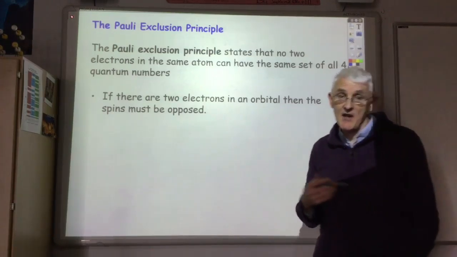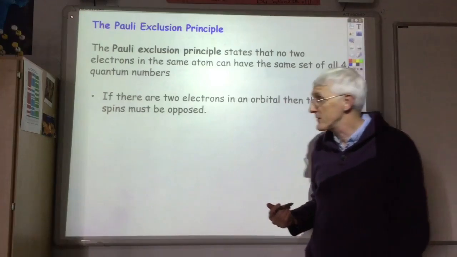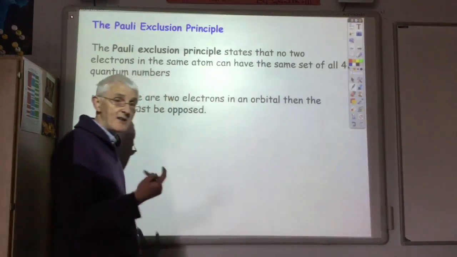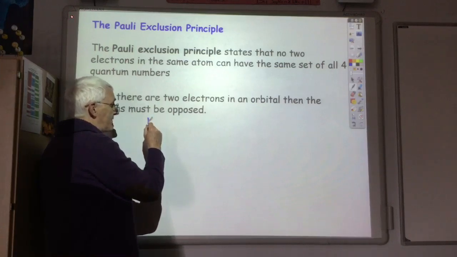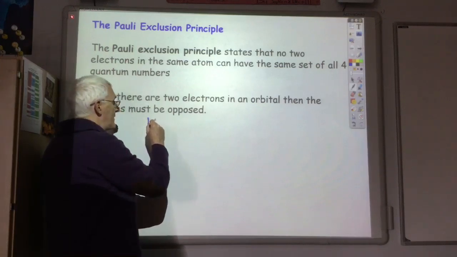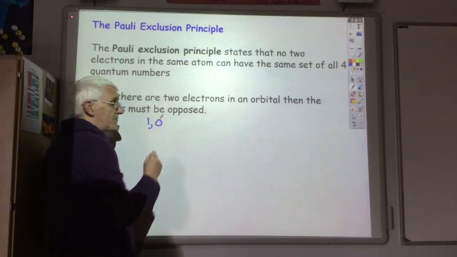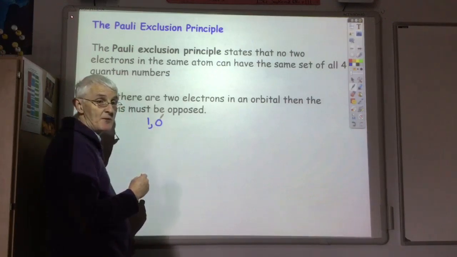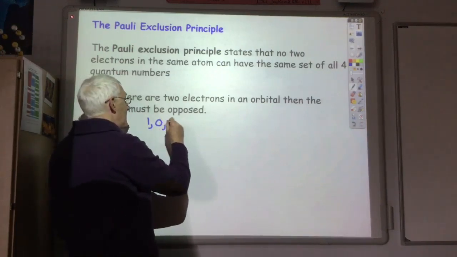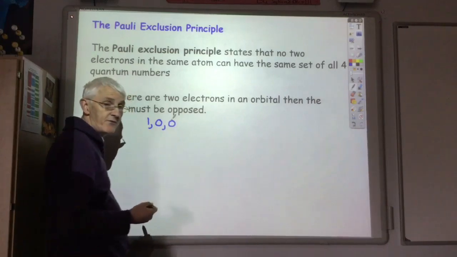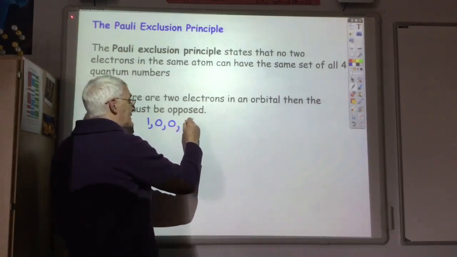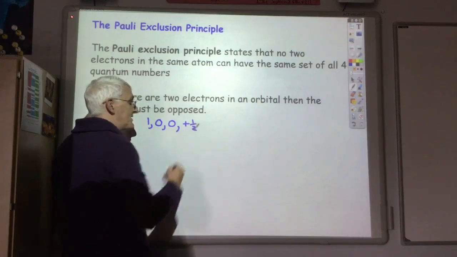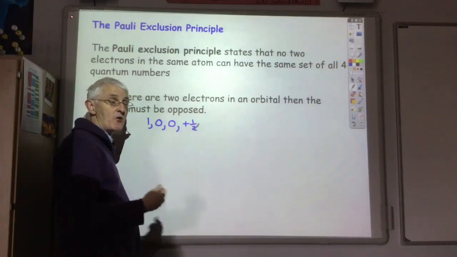Let's take the lowest energy level, the 1s orbital. One electron goes into the 1s orbital. It's got the quantum numbers 1, it's in the first energy level, 0, that's the number which represents an s orbital, and the orientation is 0 for an s orbital, and it's got a spin of +1/2, which means it's spinning in a clockwise direction.